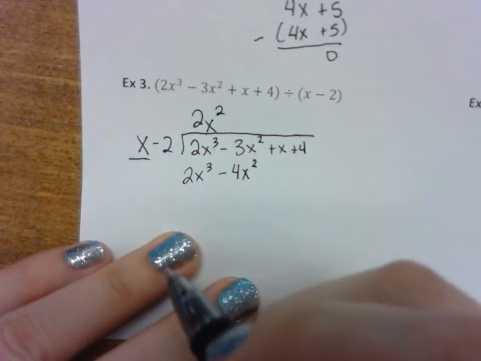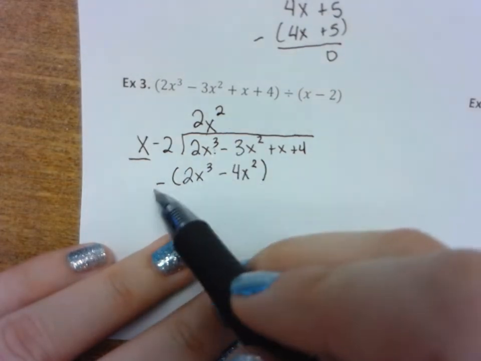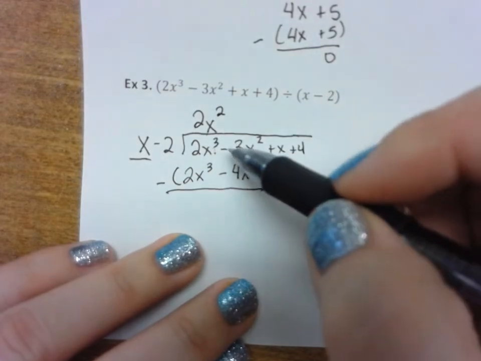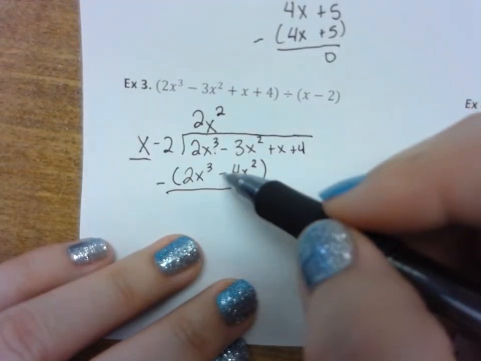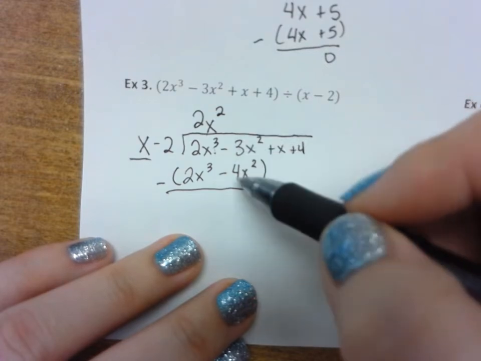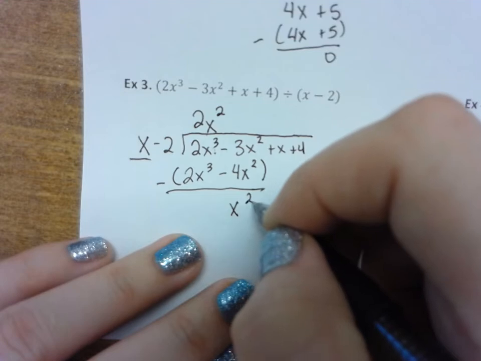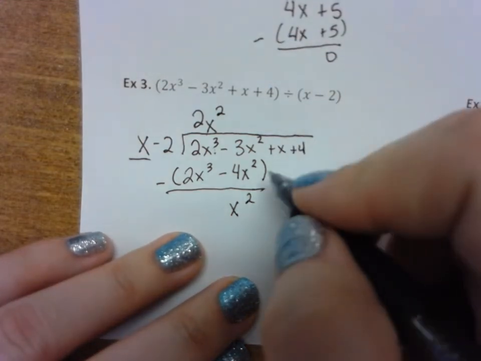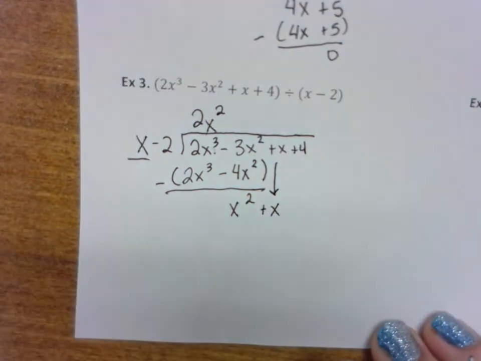But remember, I'm actually subtracting that whole piece. So 2x cubed minus 2x cubed, that cancels out, thankfully. But here I have negative 3x squared minus a negative, so that makes a plus 4x squared. So that result there is just 1x squared. Then let's drop this next term down. I have plus x. And we're starting the whole process over again.